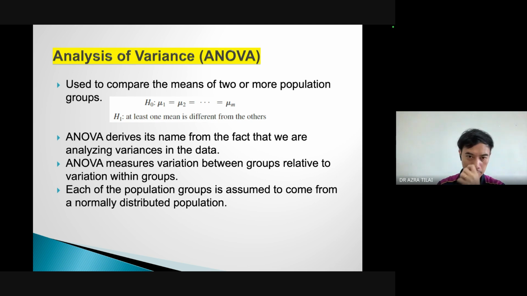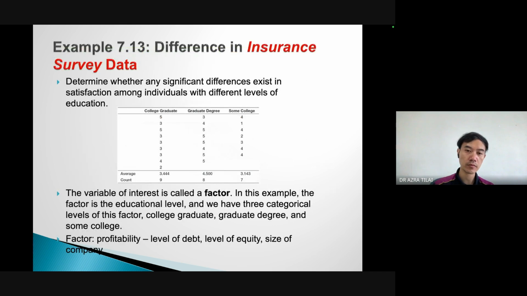Okay, let's go to the second slide. Looking at the insurance survey data, determine whether any significant difference exists in satisfaction among individuals with different levels of education. The variable of interest is called a factor. In this example, the factor is the educational level, and we have three categorical levels: college graduate, graduate degree, and some college.